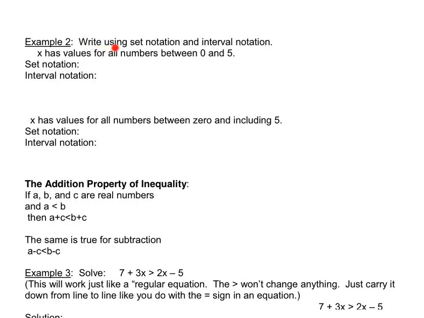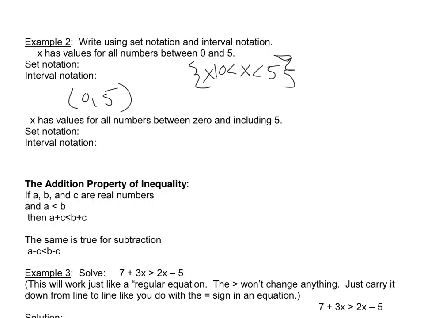Alright, it says write using set notation and interval notation. X has values for all numbers between 0 and 5. So set notation would be, between 0 and 5. So hold on. That means the x is between. So you have 0, x, 5. It's not the parentheses, it's the little bracket. And then interval notation, 0 to 5, because it doesn't equal either.